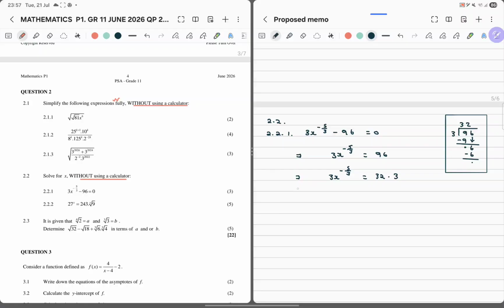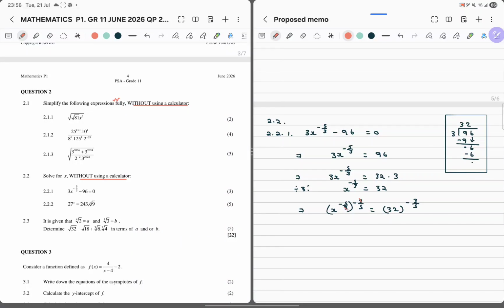Okay, so folks, we can divide by 3 on both sides. What do we get? We get x to the minus 5 over 3 is equal to 32. If we want to get rid of this inverse operation, we raise x to the minus 5 over 3 to the exponent which is the reciprocal, so this is minus 3 over 5. What we do on the left hand side, we must do on the right hand side. So this is going to be 32 to the minus 3 over 5.